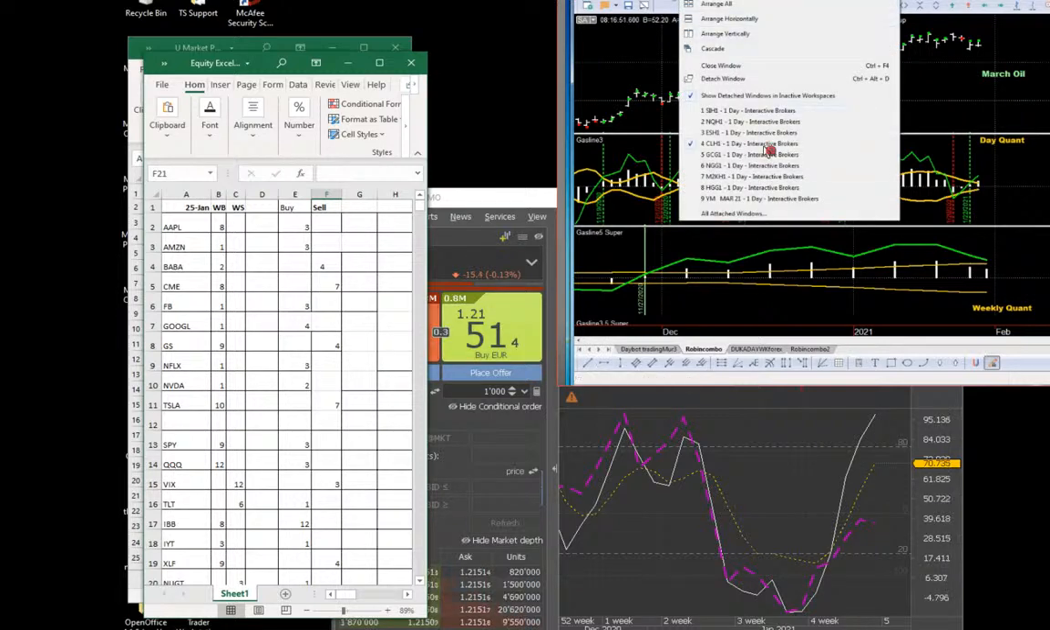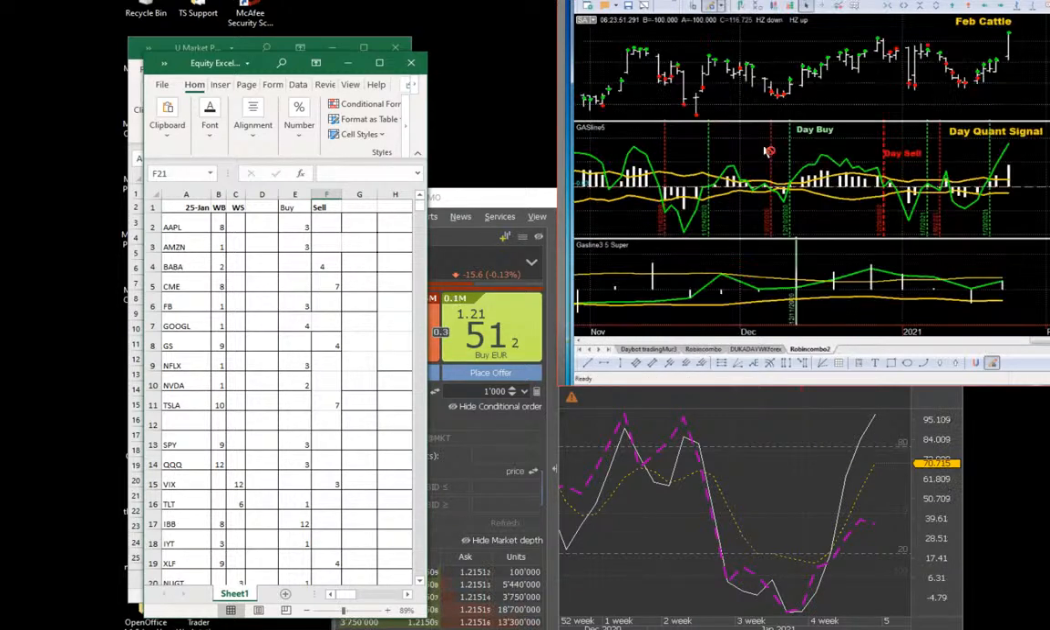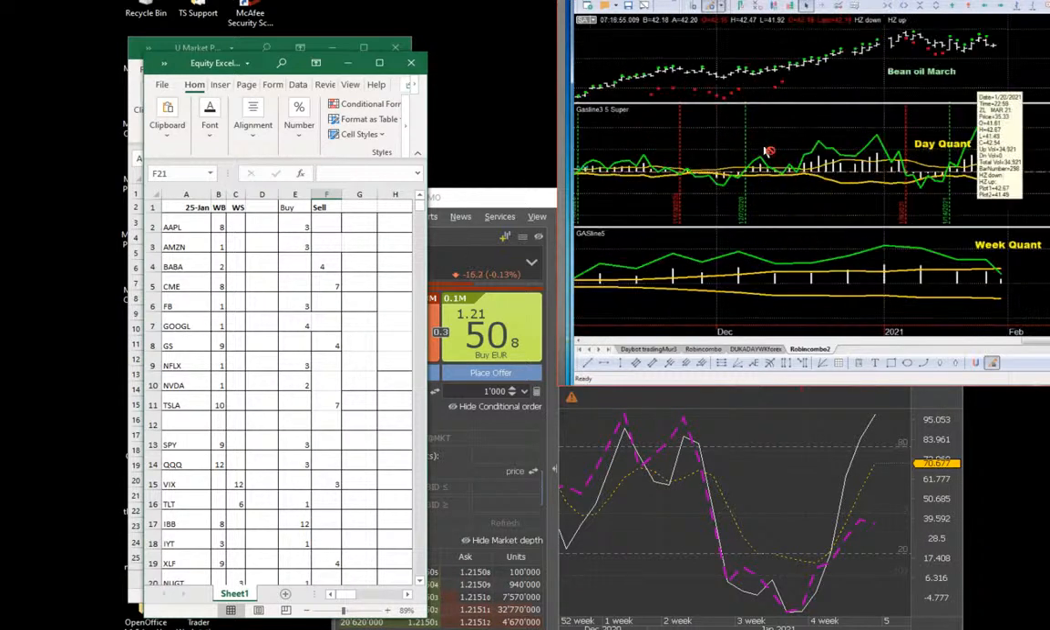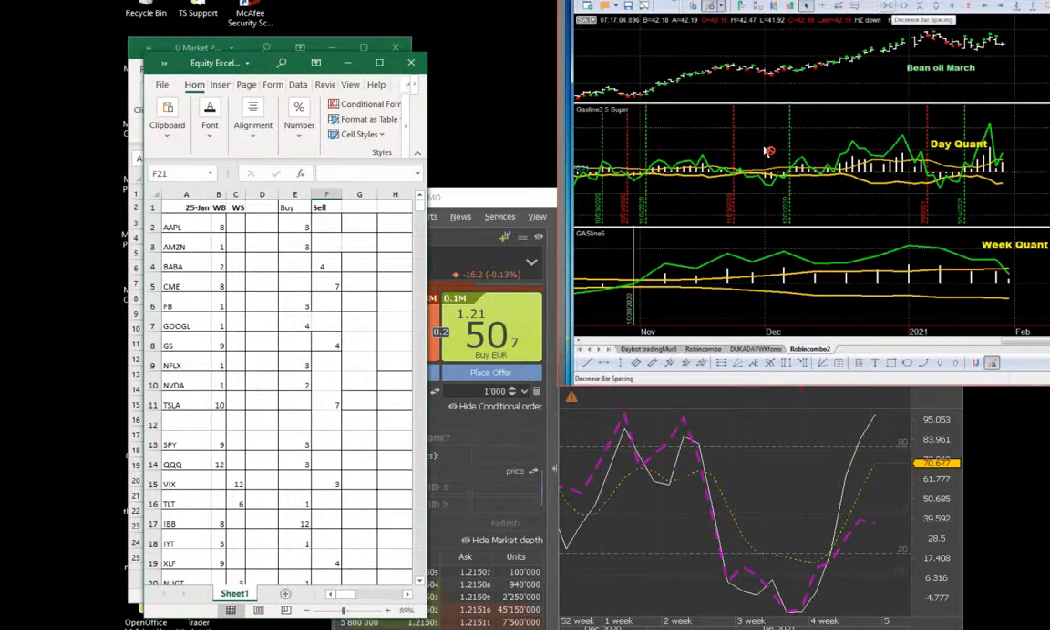Who else is in? Let's go take a look at bean oil. There's March bean oil. That looks relatively firm also. And the weekly is still a weekly buy for a long while. Look at that, since back in October. So bean oil has been in a very firm stance for a while there.